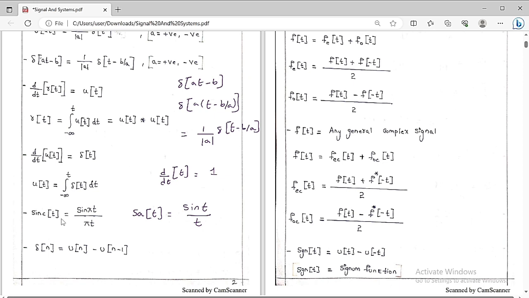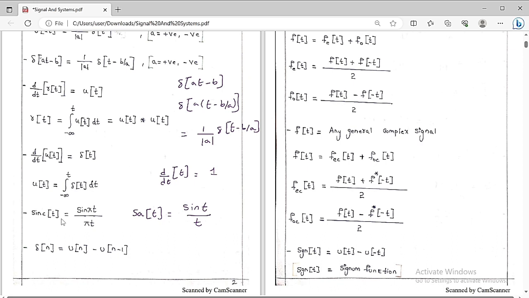So sinc of t is equal to sin pi t by pi t, and sa of t is equal to sin t by t. So this formula you always have to keep in your mind. These two are definitely used in the Fourier transforms, and that is the reason these two formulas you always have to keep in your mind. So finally, sinc of t is nothing but sin pi t by pi t, and sa of t is equal to sin t by t.